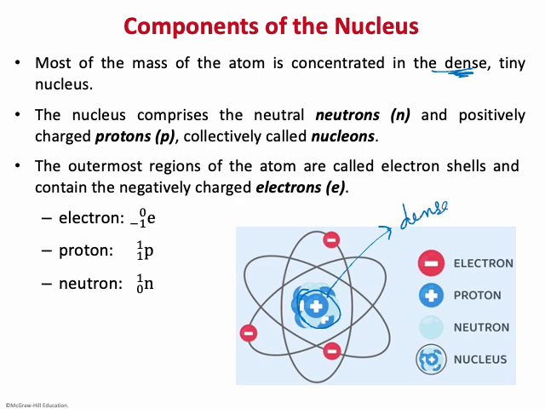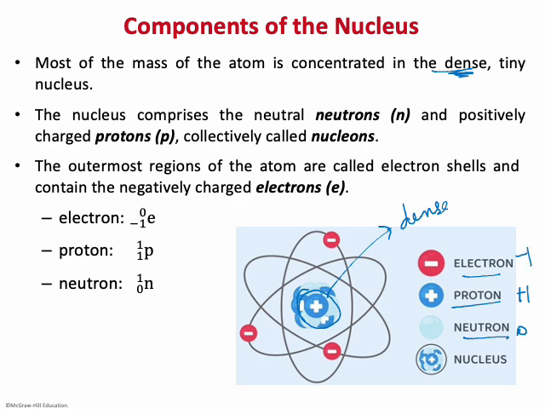It consists of two components: protons and neutrons. Protons have a positive charge, a charge of +1. Neutrons have a charge of 0, meaning they are neutral. Around the nucleus we have electrons, which have a charge of -1.